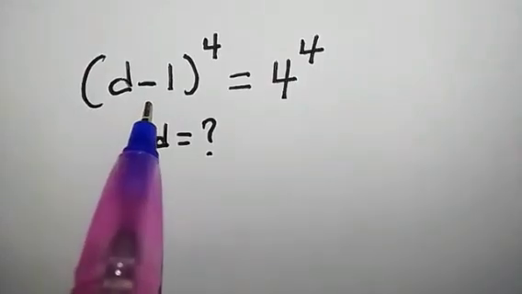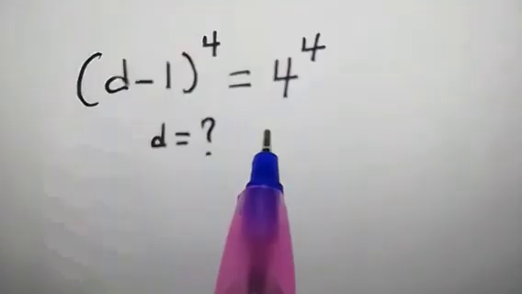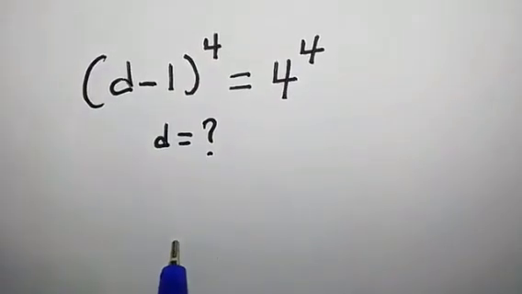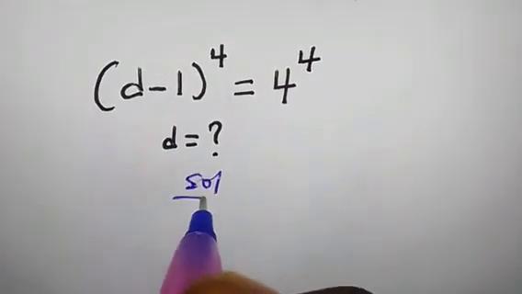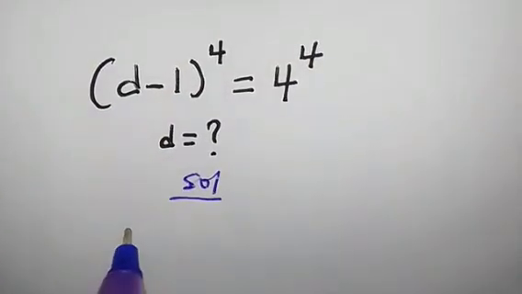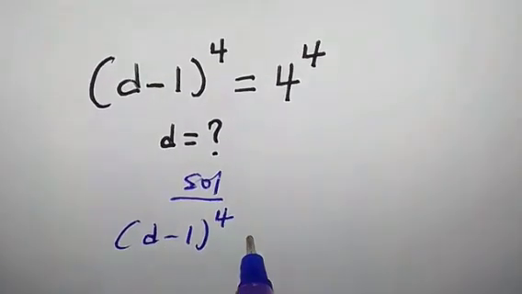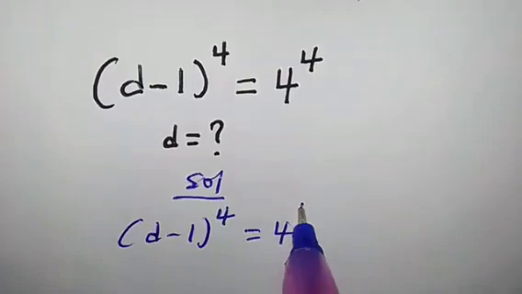Hello, (d − 1)^4 = 4^4. How do we solve for the solution? Let's get down the question first. We have (d − 1)^4 equal to 4^4.